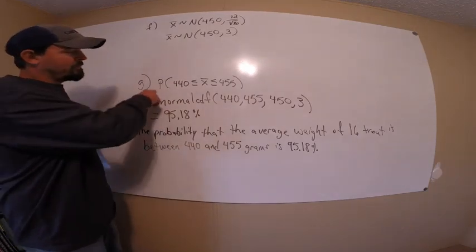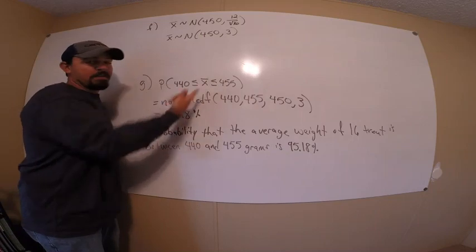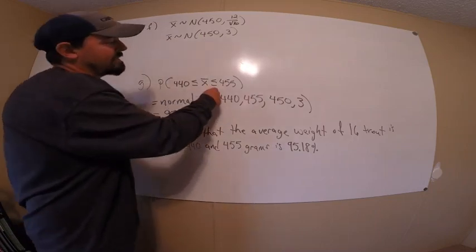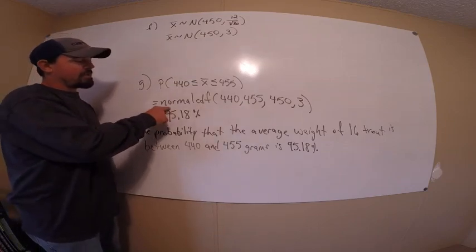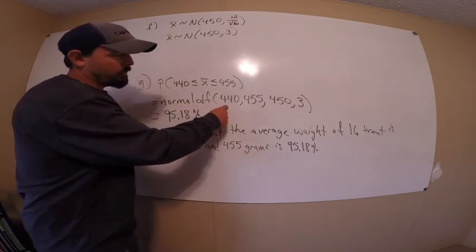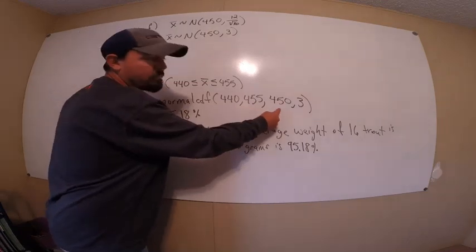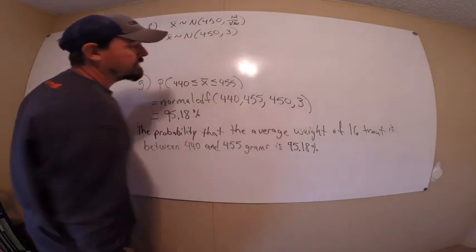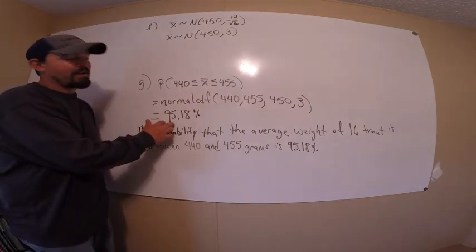For G, probability statement: probability that 440 is less than or equal to X bar, and it's got to have the bar on top of it, is less than or equal to 455. If I write my calculator statement out, normal CDF, 440, which is our lower bound, 455, which is our upper bound, 450, which is our mean, 3, which is our standard deviation. Type it in the calculator, gives you 95.18%.